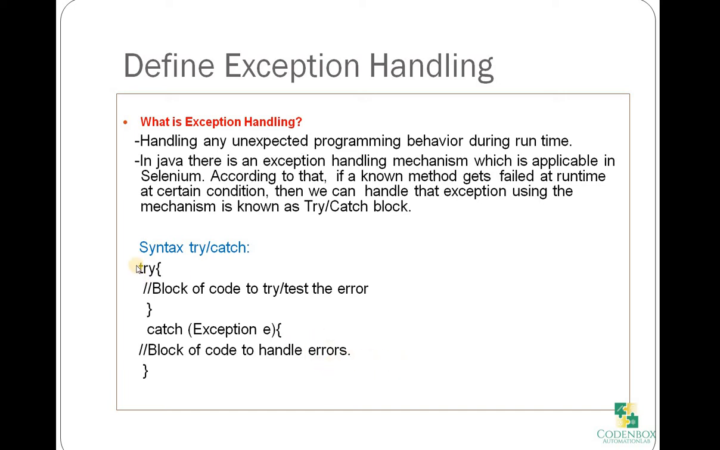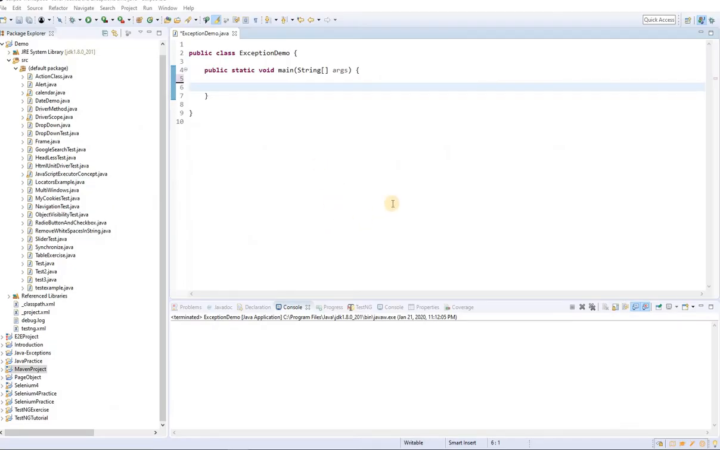If for some reason your try block fails, your catch block will execute. Now let's get back to Eclipse and try to do a real practice example. I have a class called ExceptionDemo, and it has a main method.